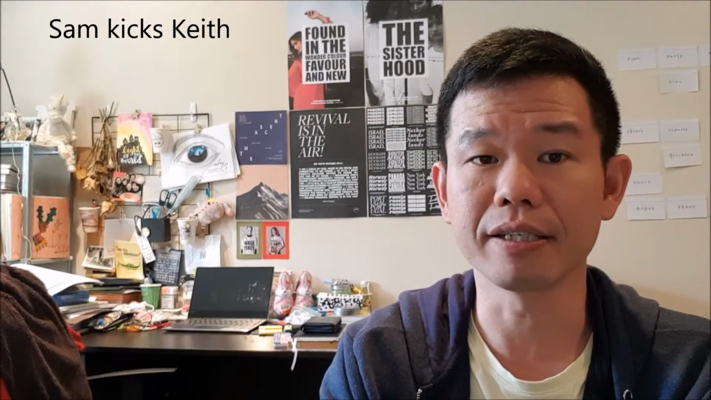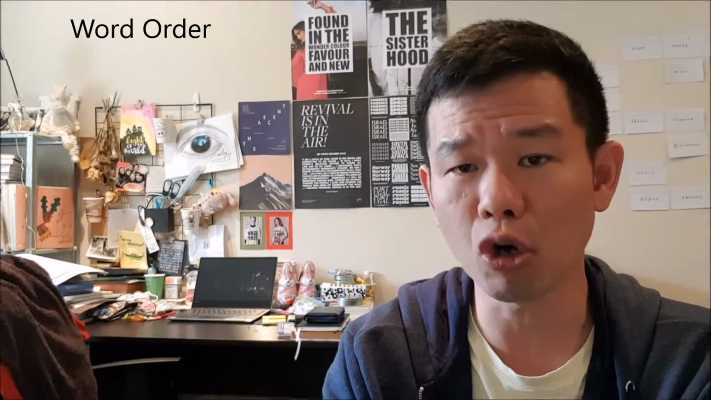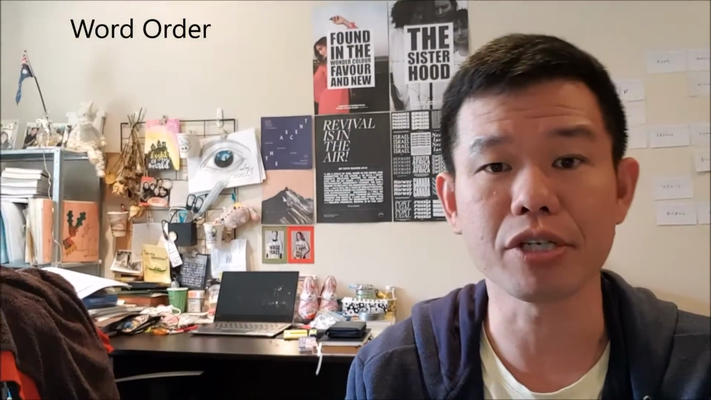However, if we say Sam kicks Keith, it has the same number of words, but the meaning has changed entirely. Sam now becomes the subject and Keith becomes the object. Here, Keith is the one being kicked by Sam. Hence, in English, we use the word order to convey which noun is the object and which noun is the subject. Greek, however, uses the case system to do that.